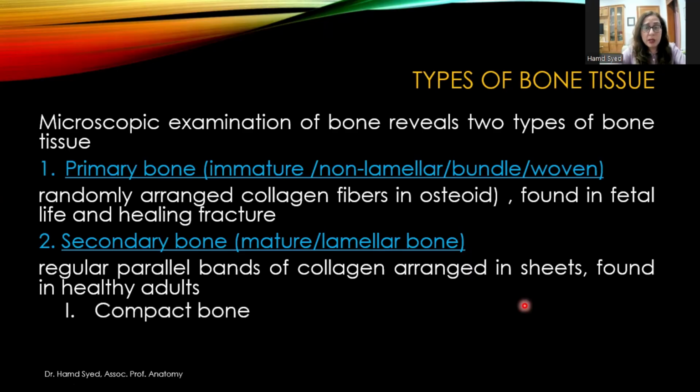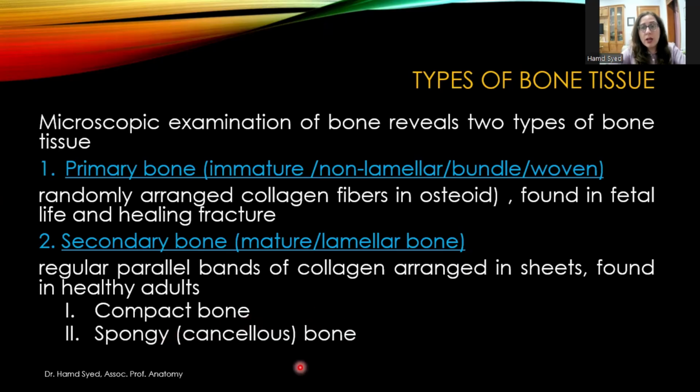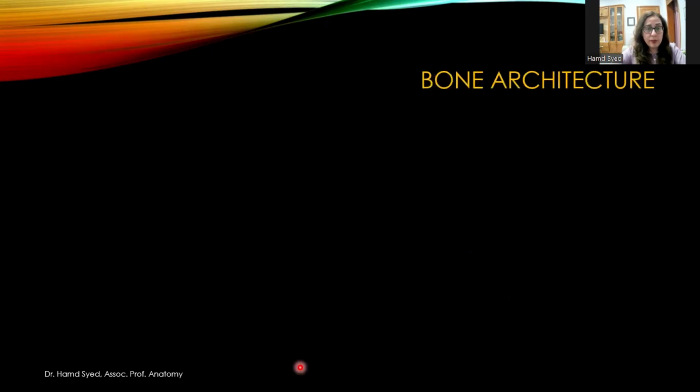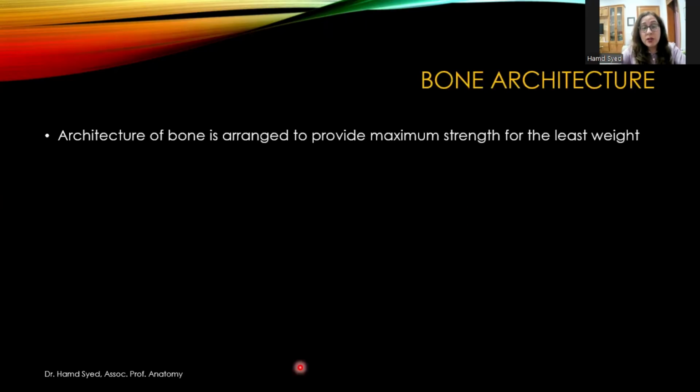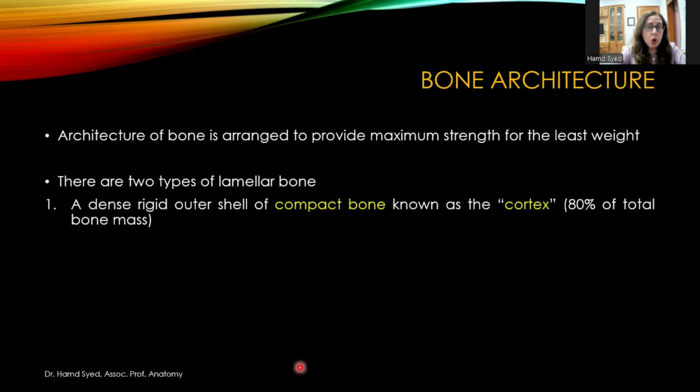And it can further be classified into two categories, that is the compact bone, and number two, the spongy bone. Spongy bone is also called the cancellous bone. Now let's talk about the bone architecture, which is arranged in a specific way to provide maximum strength for least weight. And there are two types of lamellar bone, that is the secondary bone: the compact bone I just told you, and then the spongy bone.